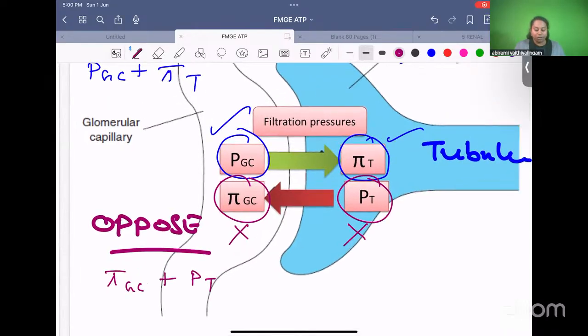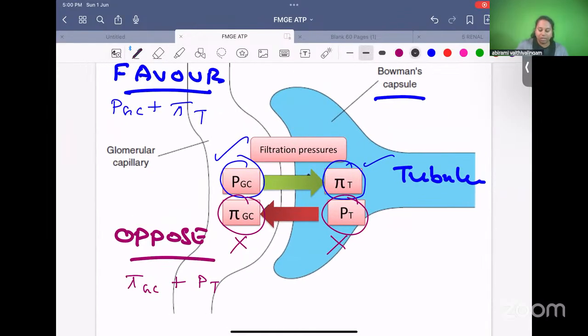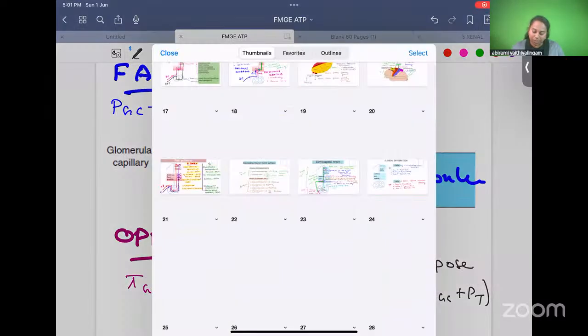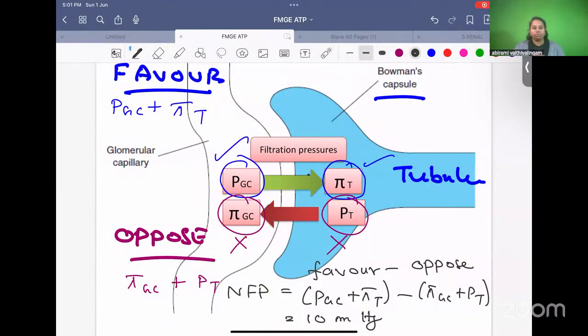So we know there are two favoring forces, two opposing forces. How will you calculate net filtration pressure? It is simple. You take the favoring forces and you subtract the opposing forces. Favoring forces are PGC plus pi T and opposing forces are pi GC plus PT. This is the formula for net filtration pressure. Normal net filtration pressure is around 10 millimeter of mercury. If you substitute the normal values, you get around 10 millimeter of mercury.